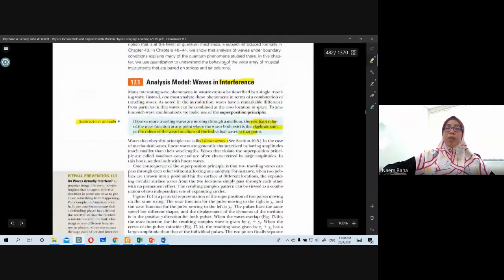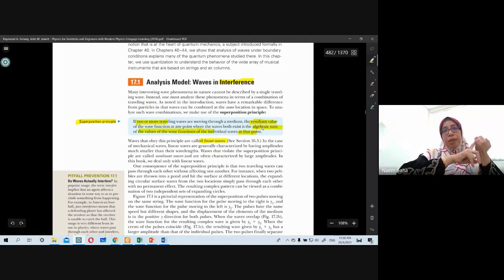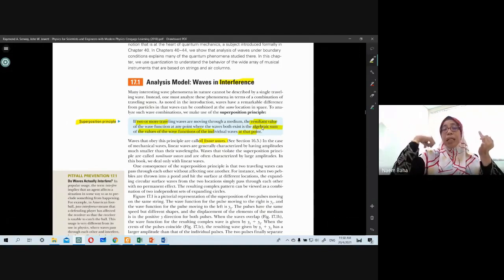Now, first and foremost, we need to understand the basic concept, which is the superposition principle, or what we call interference. What is interference? Based on your book, when you have two or more waves traveling in one medium, the resultant value of the wave function is the summation of the waves together at that position. It means if one wave has 5 amplitude and another has 10 amplitude, the net would be 15.